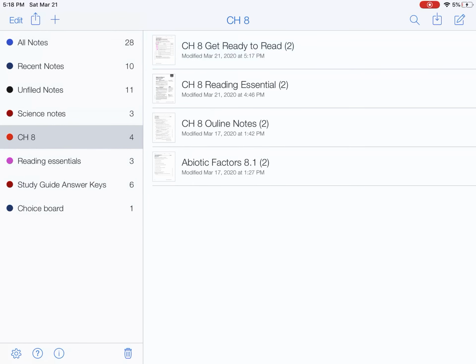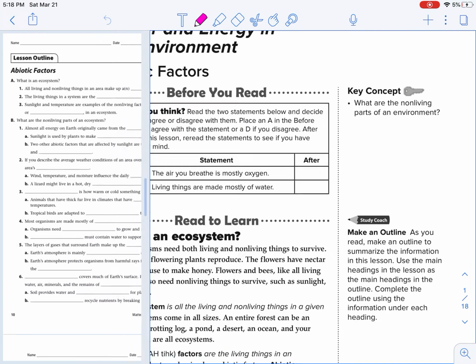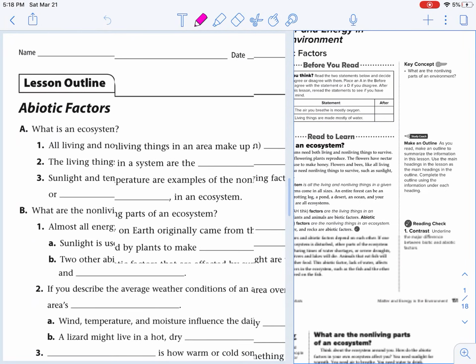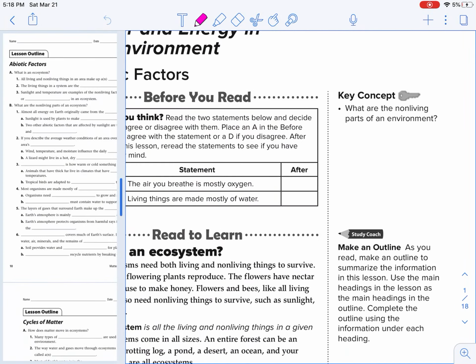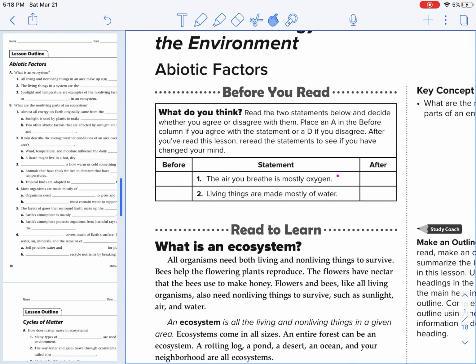So how we are going to be doing things in this chapter is that I'm going to be reading from the reading essentials for each one of these lessons. So I would split screen. What I have here is your outline notes and your reading essentials. So I would get that set up this way as well, so that we can read and stop and fill out our outline notes as we go.